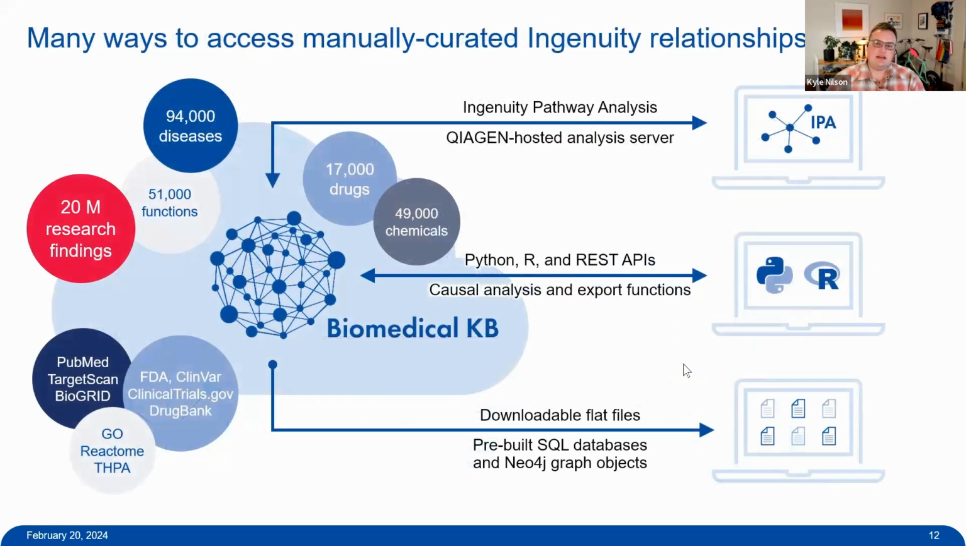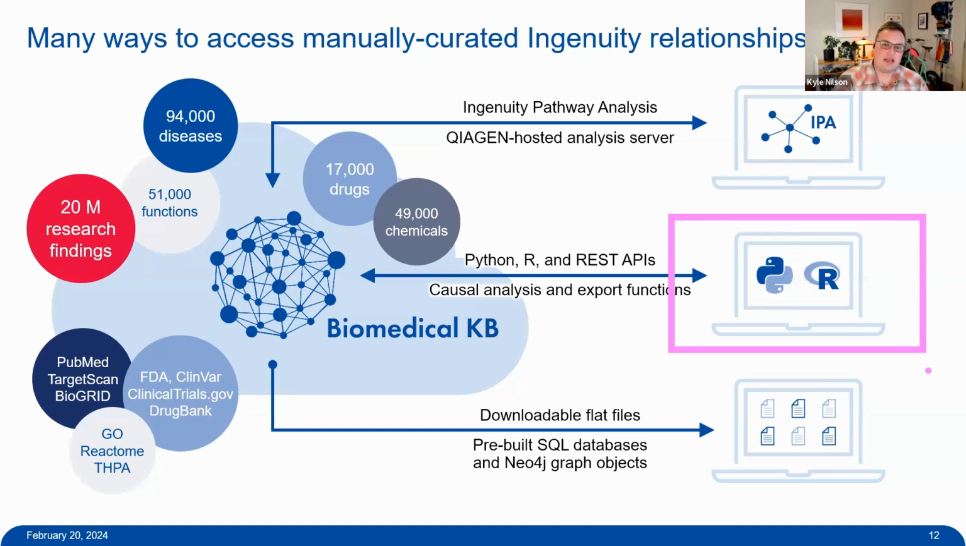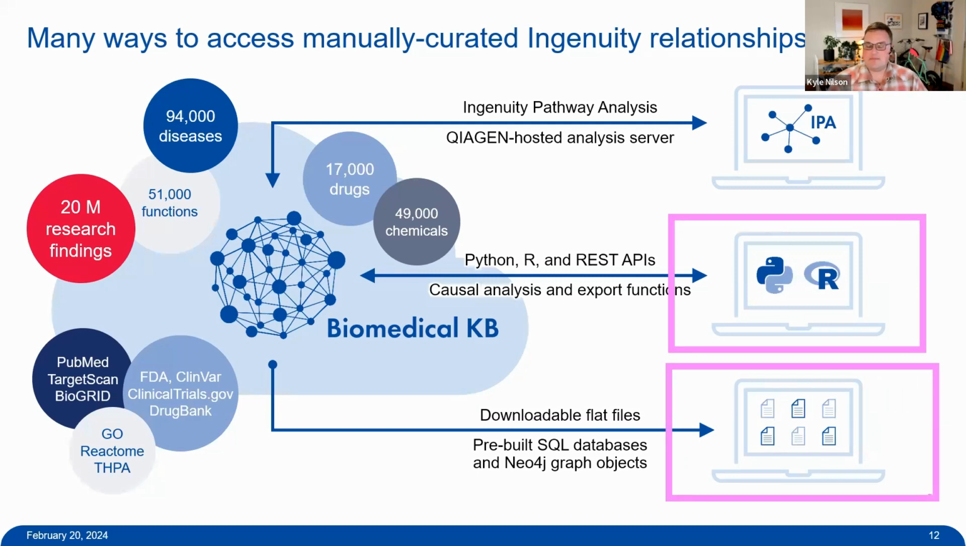And ultimately, all of that information is provided to scientists through Ingenuity Pathway Analysis, our graphical user interface, an application that we've had for over 20 years. We also have recently started offering Python and R API access, as well as flat file access to the underlying data. So if you happen to be interested, you should let us know and find out more about this particular offering.